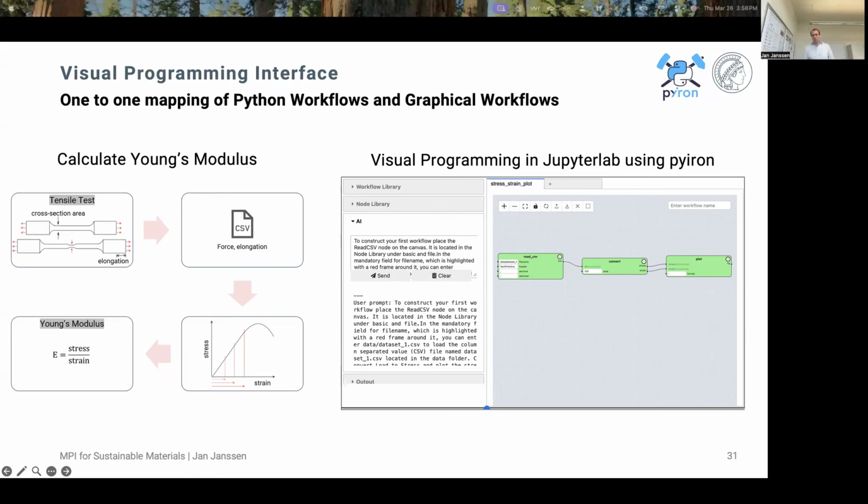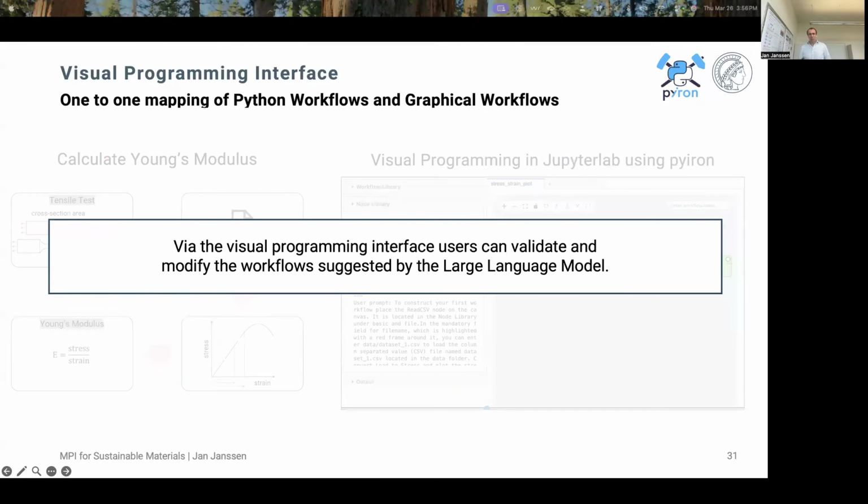Now they get it as a visual programming interface. Then they can interact with it. And only once they approve it, then we run the corresponding simulations. So really, with this programming interface, the user validates and modifies the suggested workflows from the large language models.